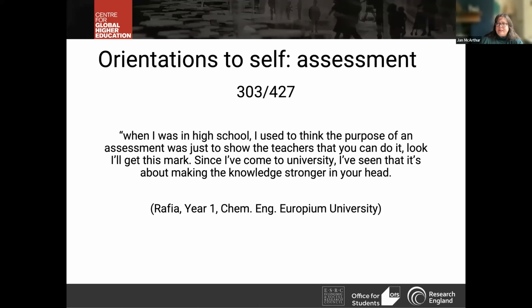So you can see that when we say an orientation to self, this isn't a negative thing. This isn't about being self-obsessed. It's the perfectly legitimate thing that they might be associating assessment to their own learning.